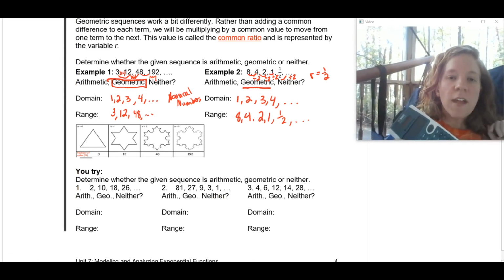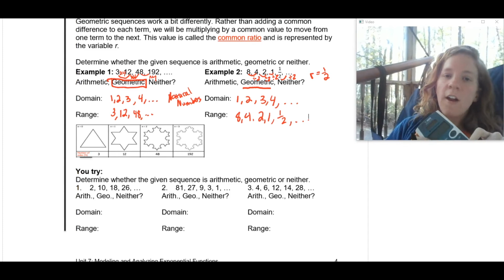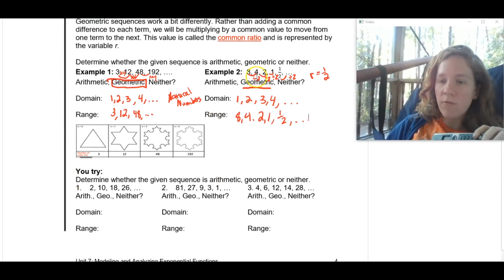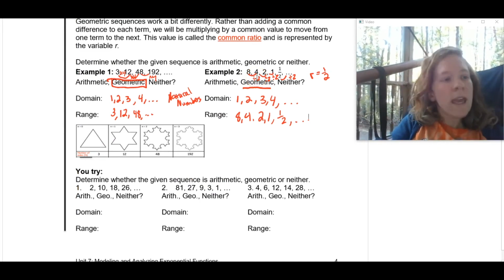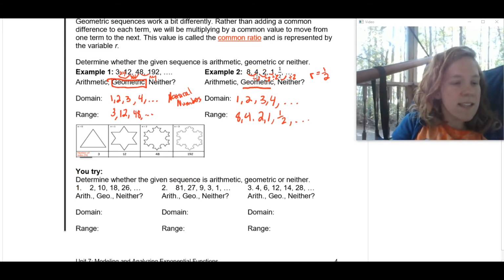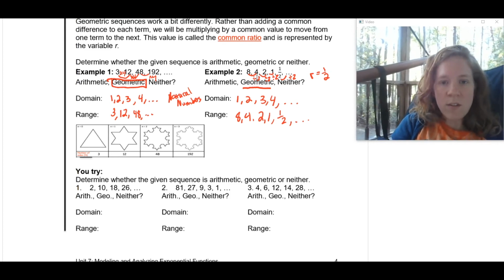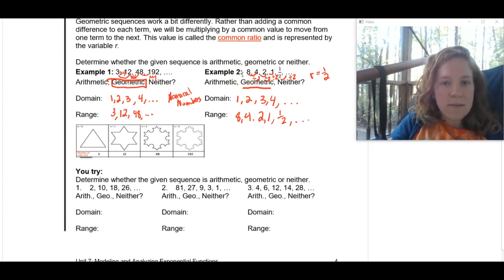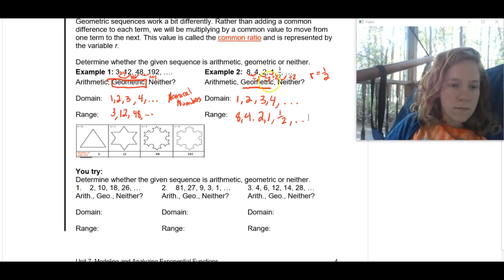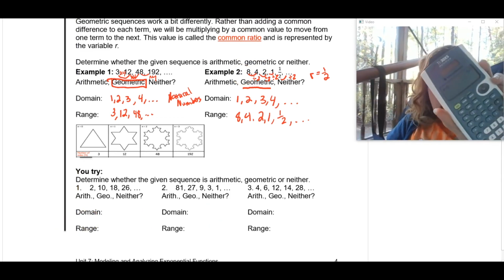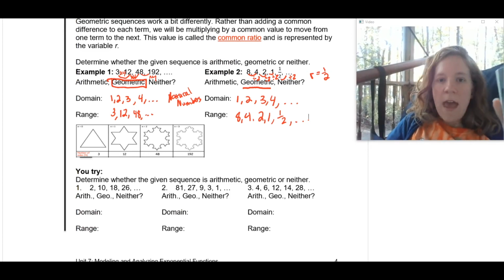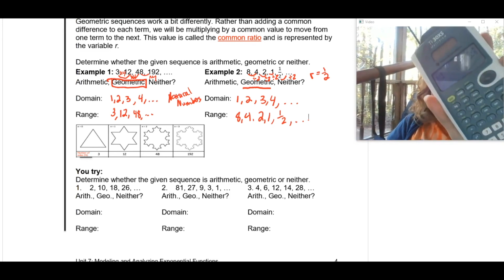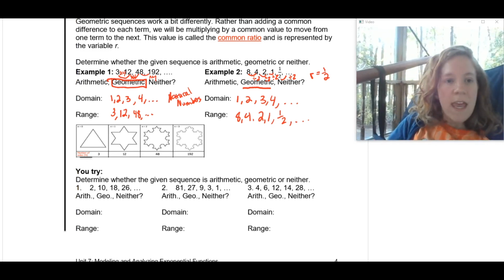I grabbed my calculator because I want to show you, if you are having trouble telling what's happening to move from one term to the next, what that common ratio is. What you can do is take the second value, so in this case 4, and say 4 divided by 8. And that gets me 1/2. And then I can check the next one and say 2 divided by 4. And that also gets me 1/2. So I'm getting a common ratio.